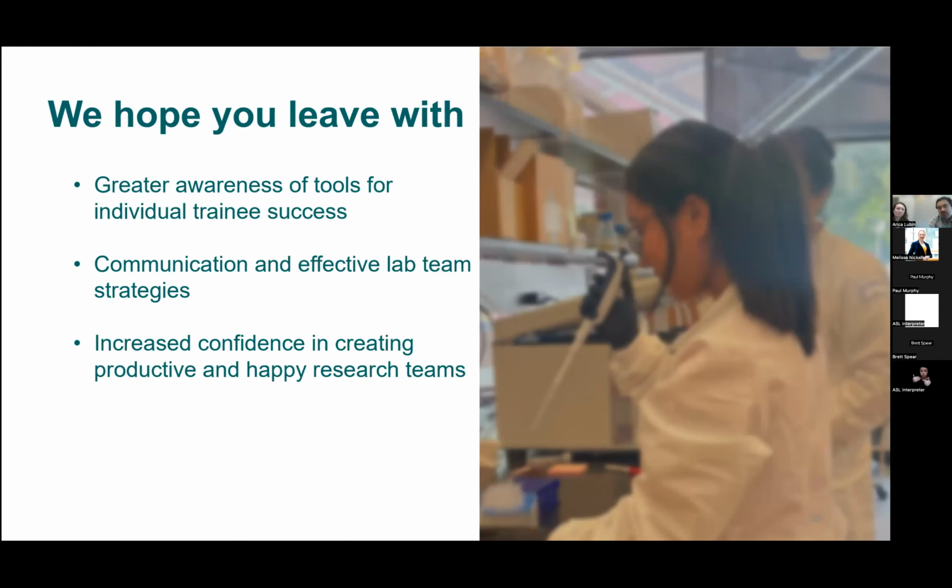But what we hope that you have done is be able to leave this with just a greater awareness of some of the tools that Erica and I have had experience with that we think have certainly helped our productivity and success. Things of ways that you can create structure and communication that hopefully then allows you to have an effective lab team, but also allows you to then mitigate some of the challenges that might arise. And ultimately, the goal is that these tools, and they will be shared with you at the end, allow you to increase the confidence of really building a productive and happy research team.